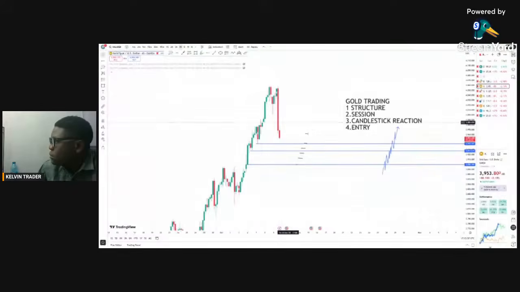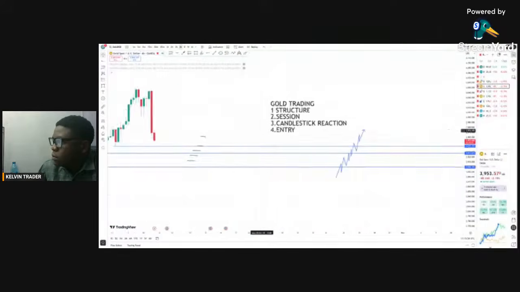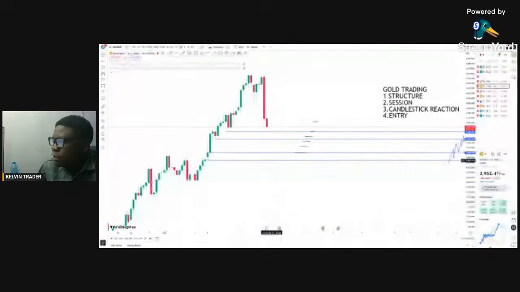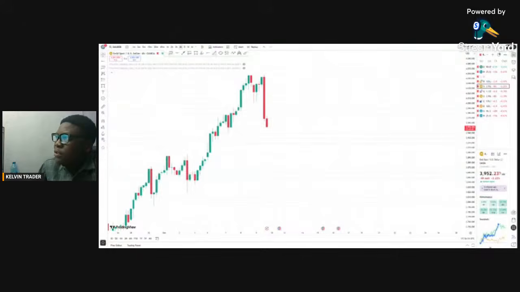So let me keep drawing out the structures here. But don't use this long line, no. Use this instead. I'm coming. Let me clear out everything here. Use this instead for drawing out your structure. Don't worry. Before the end of this class, you see the reaction of gold from this zone.